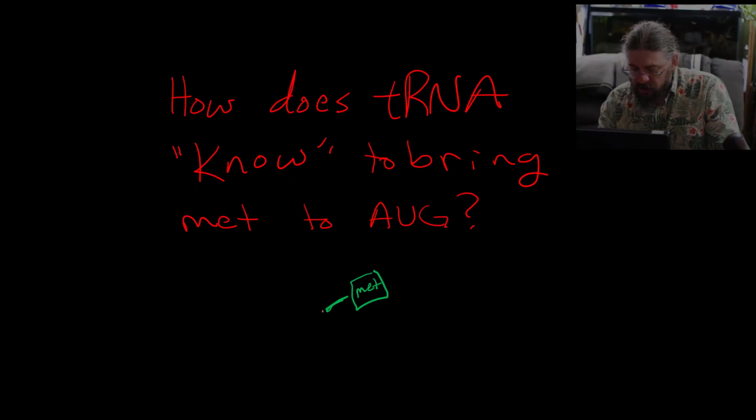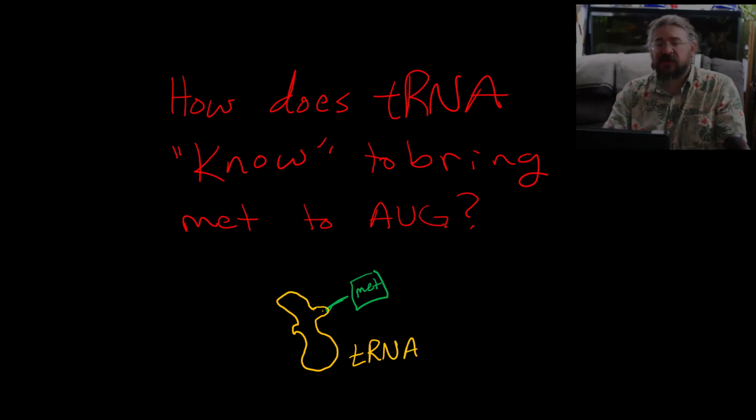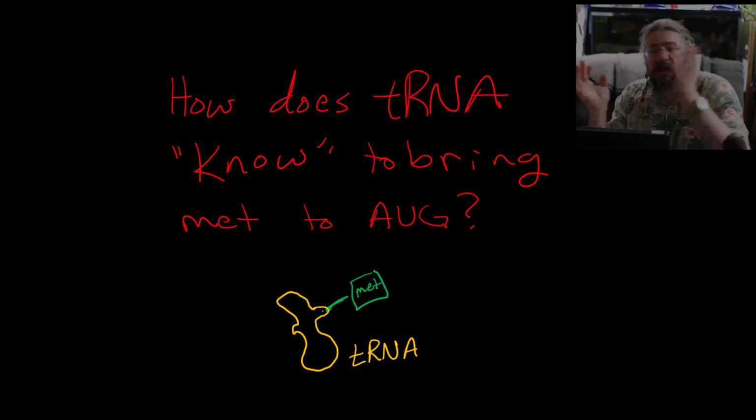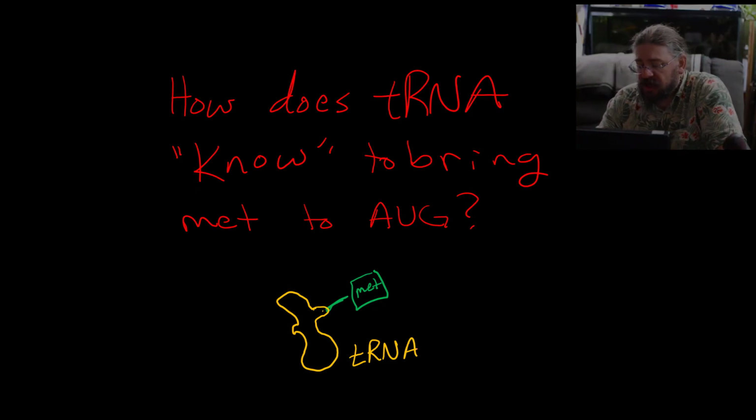All right, so here's our tRNA, and it's attached to methionine. How does it know to bring that to AUG, huh? And the answer is actually very simple, right? Because nucleotides base pair, right? And tRNA is RNA, so A to U, G to C, right? So if this tRNA that's connected to methionine needs to connect up to AUG, all it has to do is have UAC.